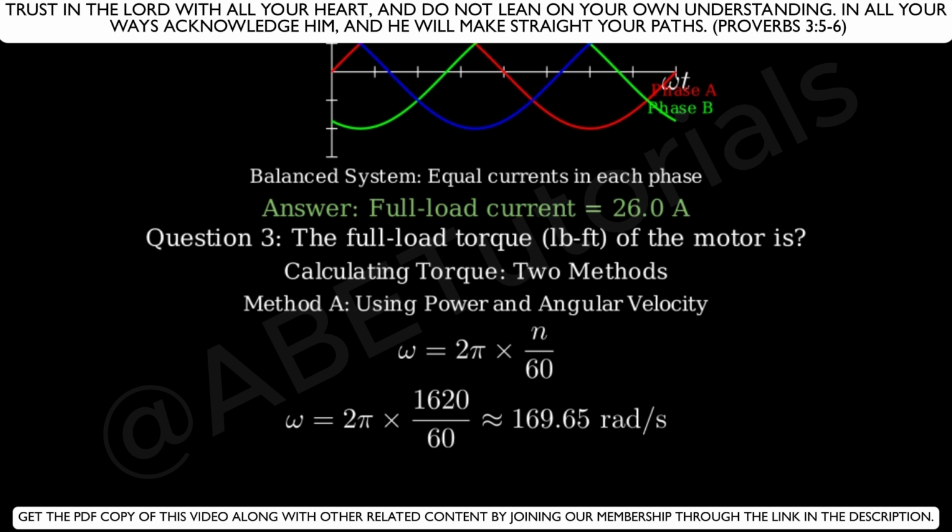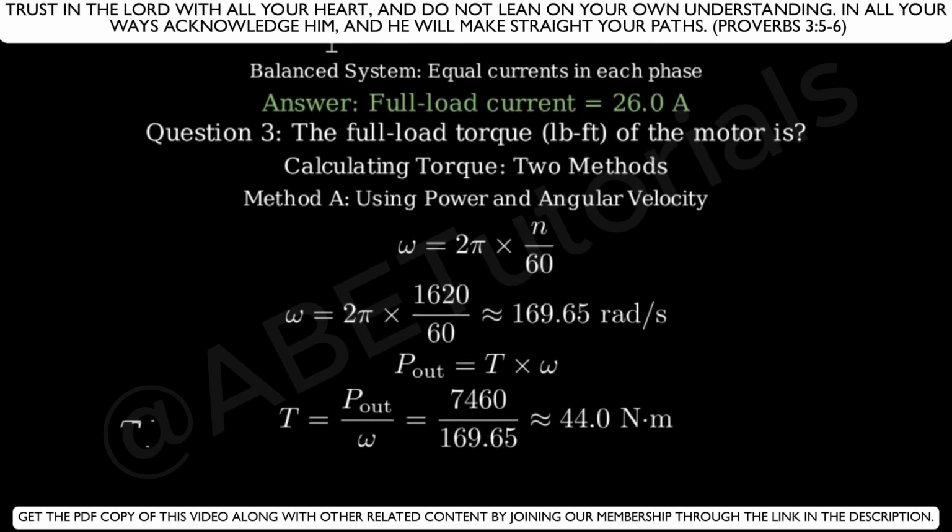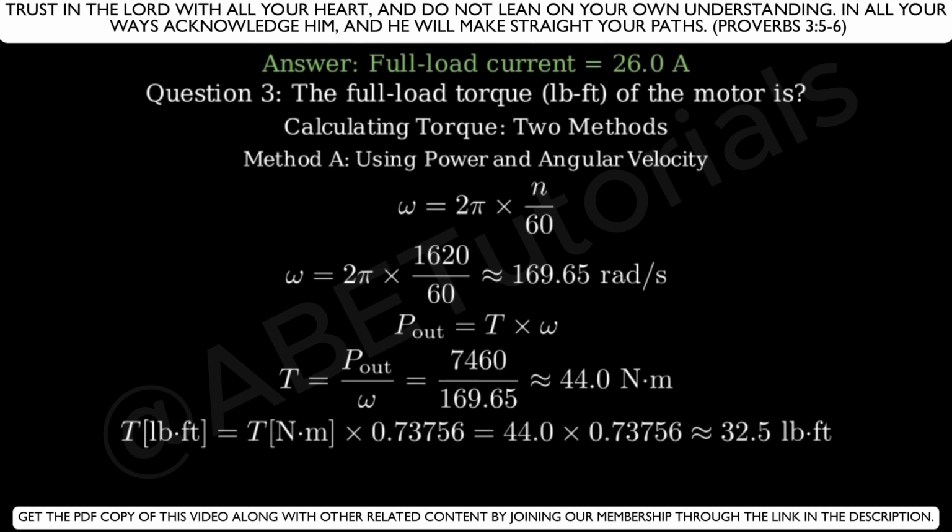Let's also check our answer using method B, which uses a convenient formula that directly gives torque in pound-feet for motors rated in horsepower. The formula is torque equals 5,252 times horsepower divided by RPM. Plugging in our values, we have 5,252 times 10 divided by 1620, which gives us approximately 32.4 pound-feet. As we can see, both methods give us very similar results, which confirms our calculation.